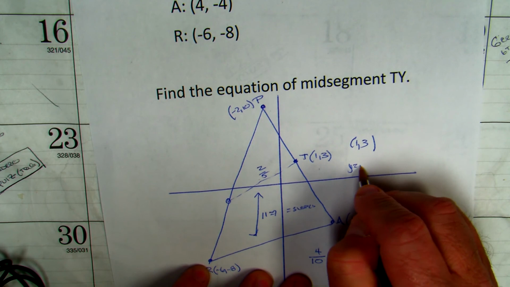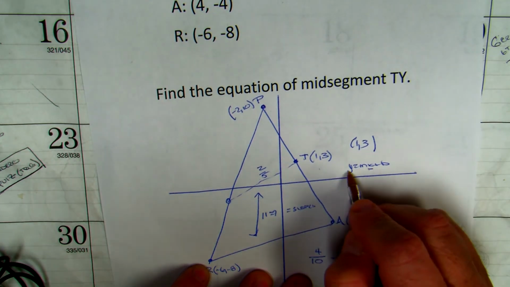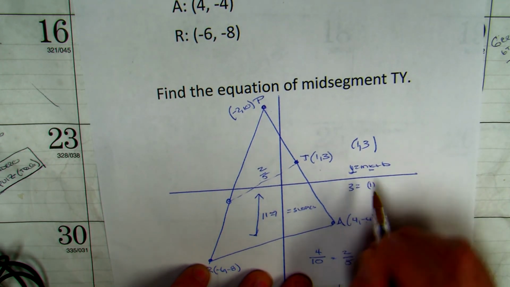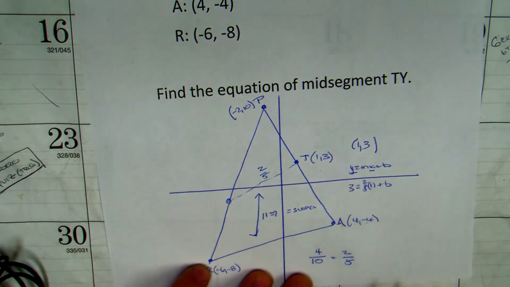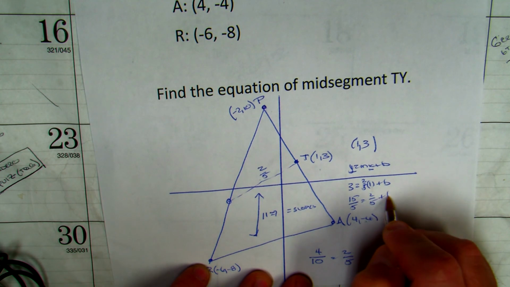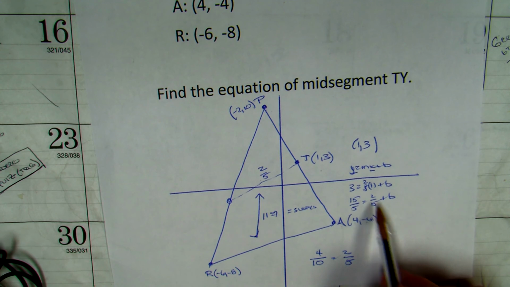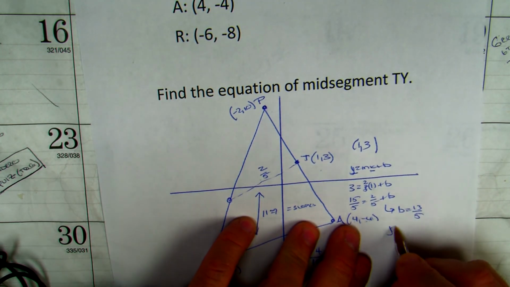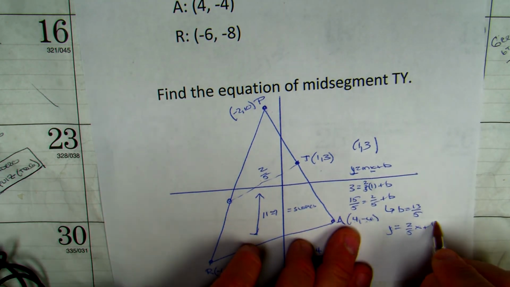So y equals mx plus b. Alright, I replace the x and y, remember, from Algebra 1, with a point. So the y is 3, the x is 1, and then the slope is the same, so 2/5 plus b. Alright, so now I got the equation 15/5, because I want to find the common denominator, equals 2/5 plus b. How do I get rid of a plus 2/5? I subtract it, and b is 13 over 5. y equals slope, which is 2/5 x, plus the b, which is 13 over 5.